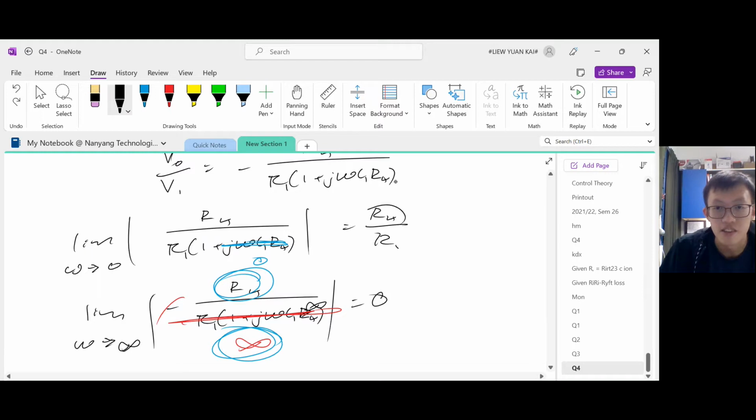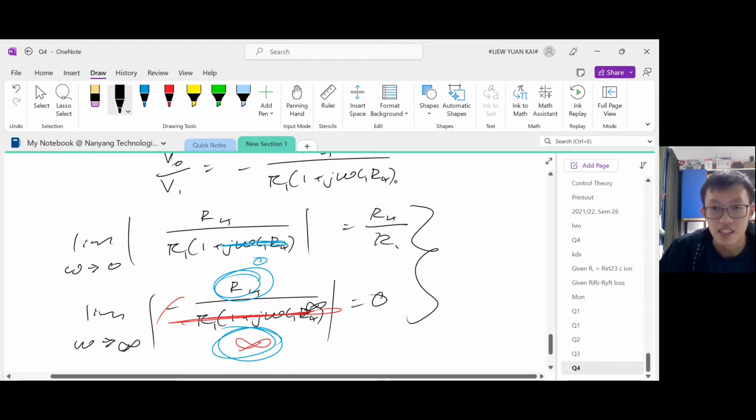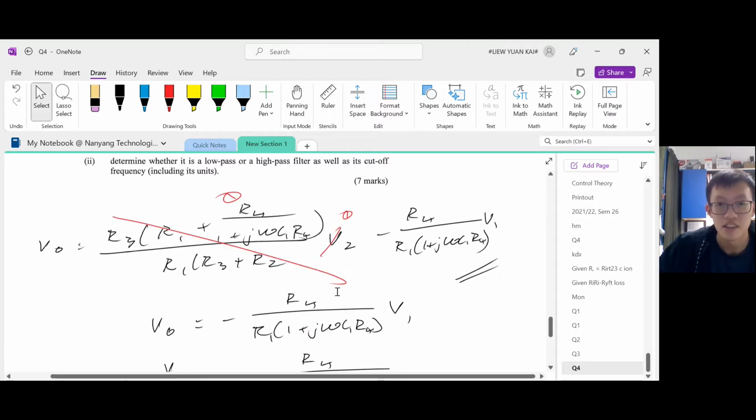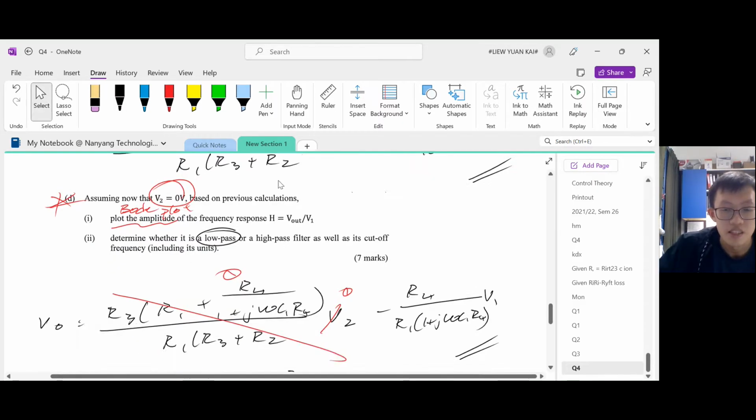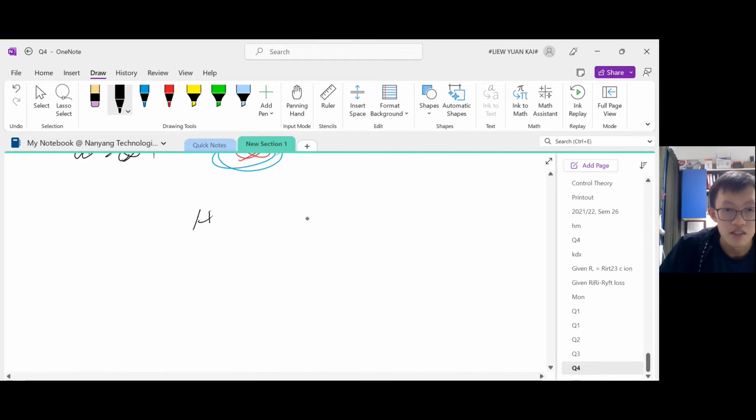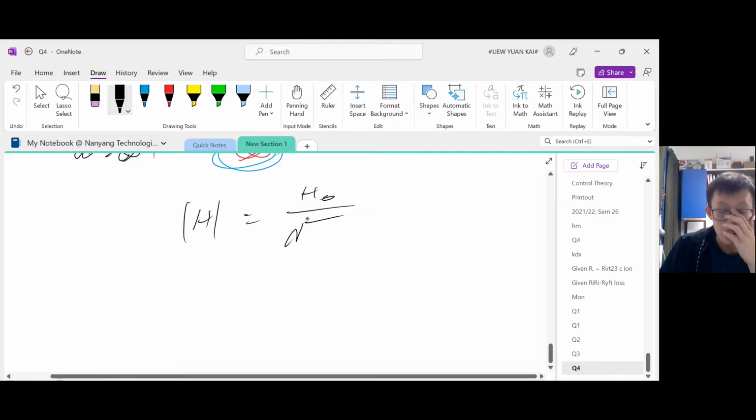At low frequencies, you have something. At high frequencies, you have nothing. So what is this? This is a low pass filter. Okay, so we know it's a low pass filter. Find its cutoff frequency. So cutoff frequency, remember, you need to solve magnitude of the gain equals to the max gain divided by √2.